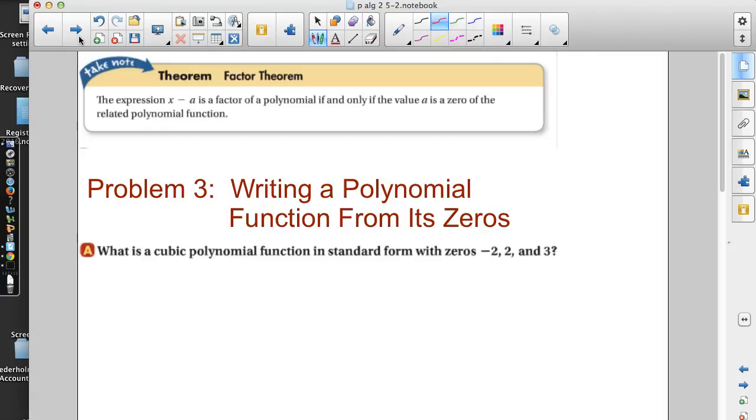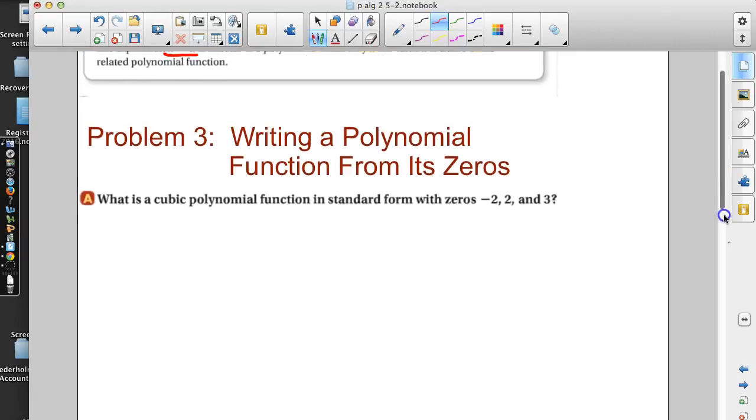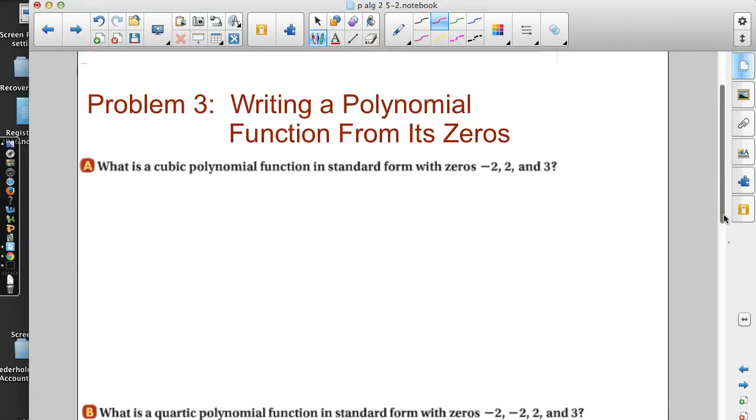So the expression x minus a is a factor of a polynomial if and only if the value a is a 0 of the related polynomial function. And that's what makes it so important for us to be able to work this forwards and backwards. Because like I said, I want you guys to be able to go into computer programming and say, got this. Computers speak math. I know math.